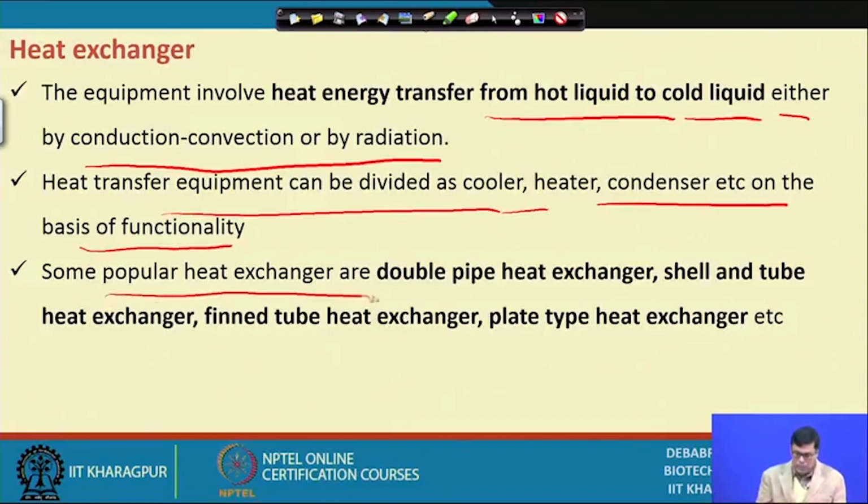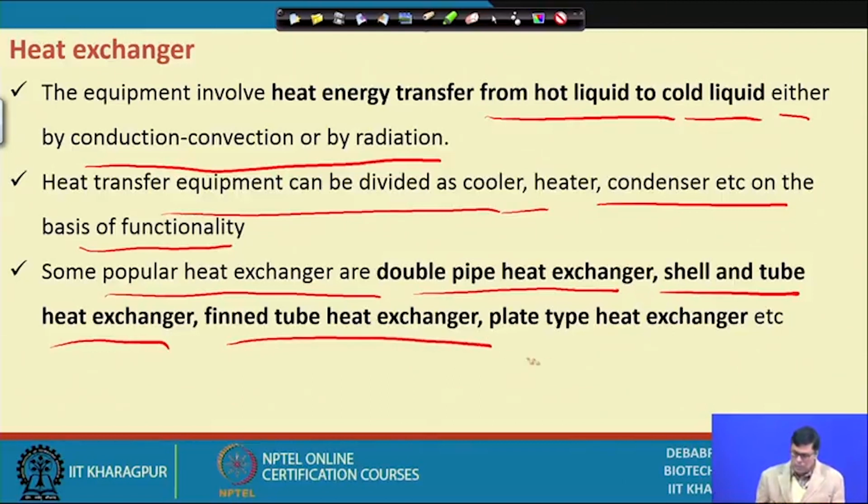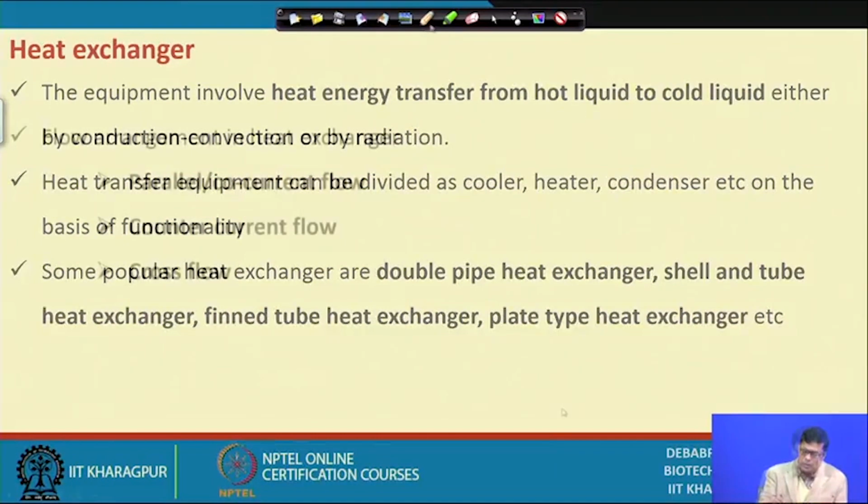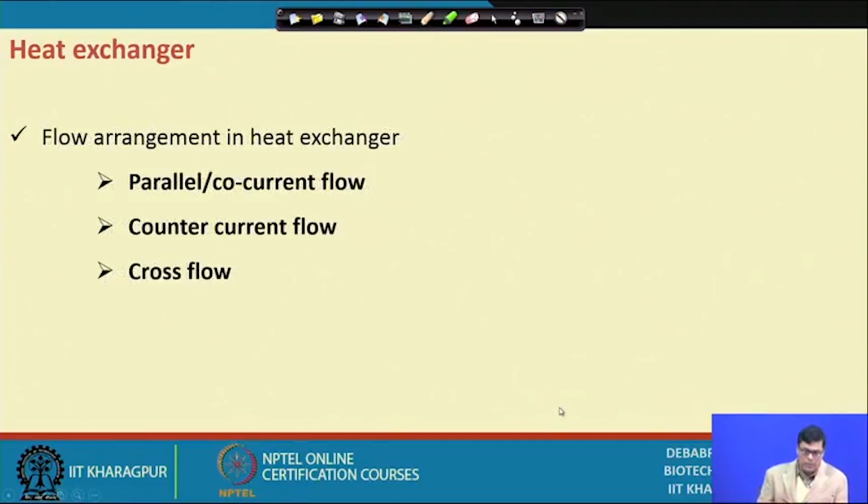Some popular heat exchangers are the double pipe heat exchanger. Because I work in the biochemical industry, we use the double pipe heat exchanger. The shell and tube heat exchanger is mostly used in different industries. The thin tube heat exchanger is also used by industry. The plate and frame heat exchanger is largely used in the fermentation industries. Heat exchangers may have different arrangements: parallel or co-current flow, counter current flow and cross flow.